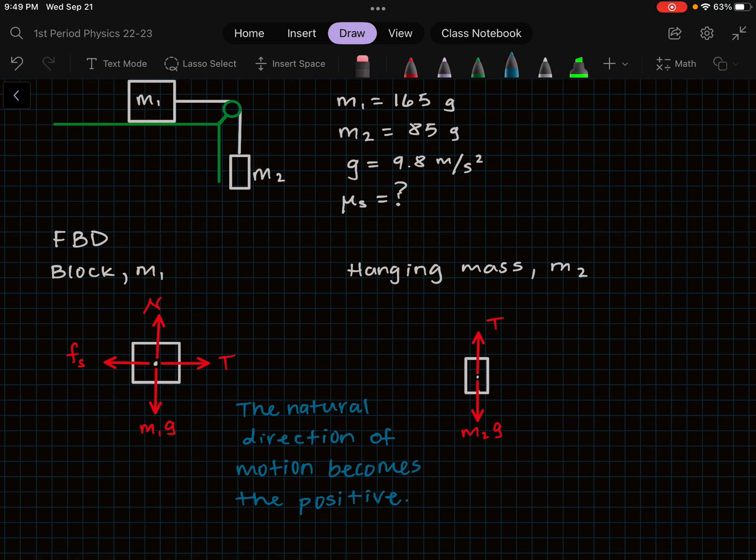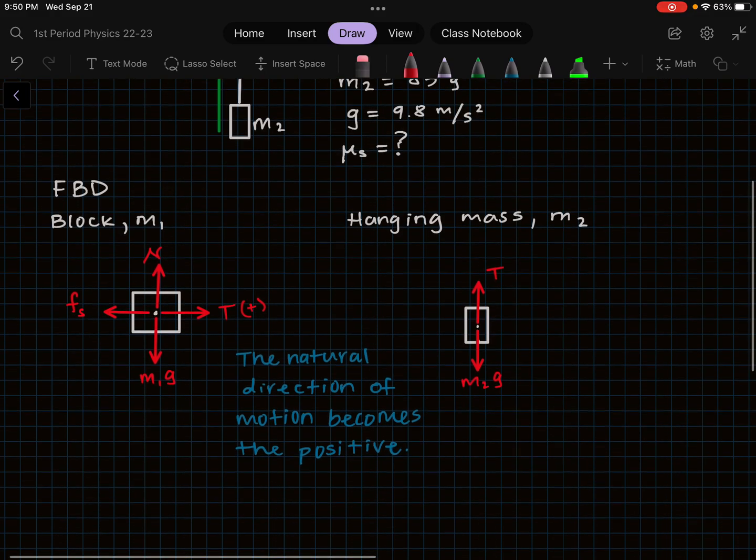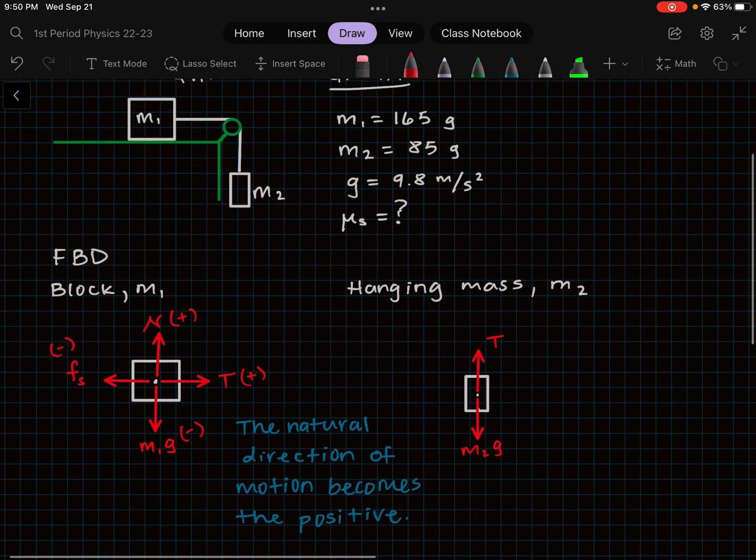So forces moving to the right are positive. In this case, this tension, just this one over here, is positive. So I'm going to add a plus sign. In this case, the block M1 is not moving up or down, so we'll just use the conventional down is negative, up is positive. So normal is positive, M1G is negative. If tension to the right is positive, then force of friction is negative because that is to the left. You'll see why this is very, very important, guys. Now let's move to block number 2, the hanging mass.